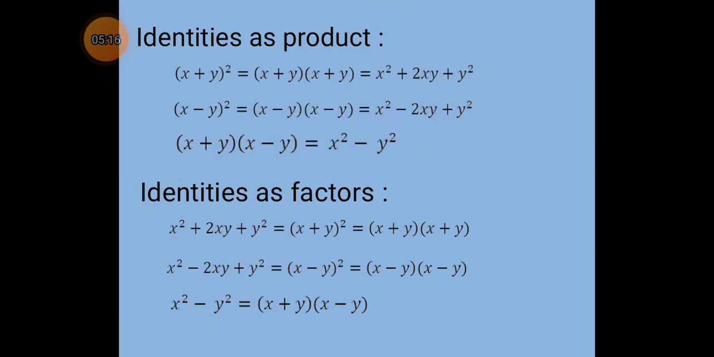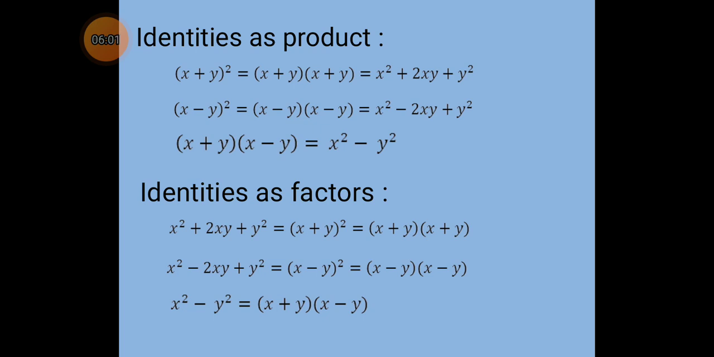Now, when we write the identities as they are, they are said to be written as the product of x plus y and x plus y, x minus y and x minus y, x plus y and x minus y. But suppose we observe the product properly and we are able to identify there are two perfect square terms, both are positive, and middle one is twice the product of both, and plus sign is there, then we can easily say that that is the square of a binomial where plus sign is there in between, and we can write it as x square plus 2xy plus y square is equal to x plus y into x plus y.